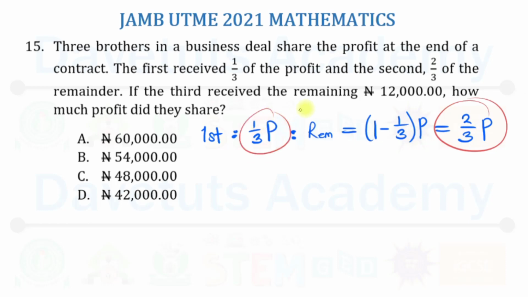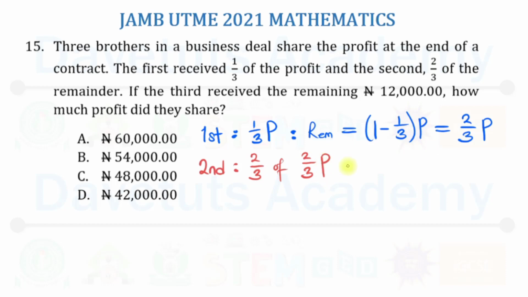But originally, the first one received 1/3P. So having done that, I can now say the second one, we're told that he collected 2/3 of the remainder. That's 2/3 of what's our remainder? Is 2/3P. So that is 2/3 times 2/3P, and that is nothing but 4/9P. Okay, and then if the third received the remaining 12,000, what is the fraction of the third? Now they want to twist it for us to say he received 12,000. Well, I can say 12,000, and looking at my options, I'm saying 1,000. For me, I love to do short, and I will just say this is 12K.